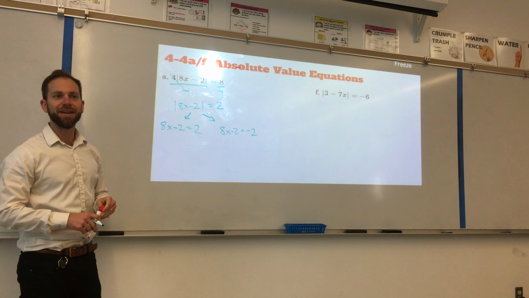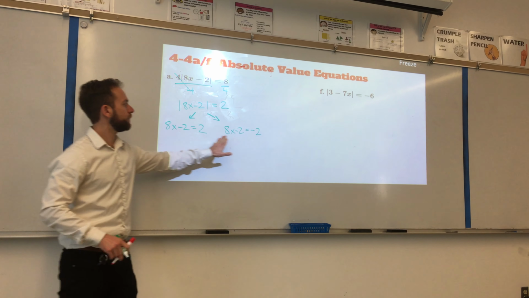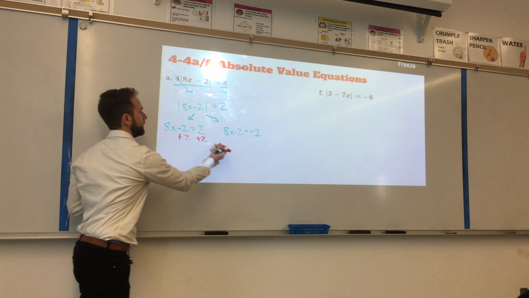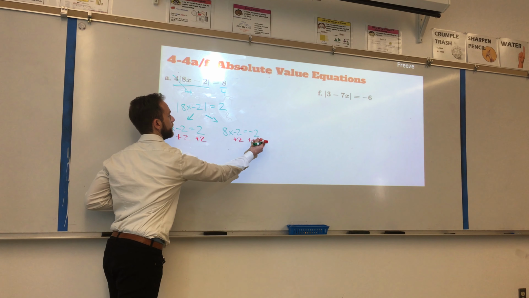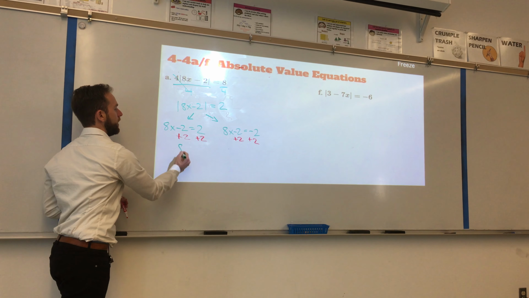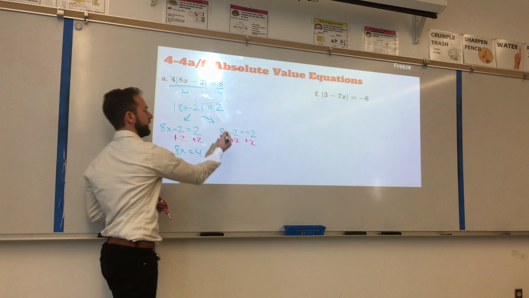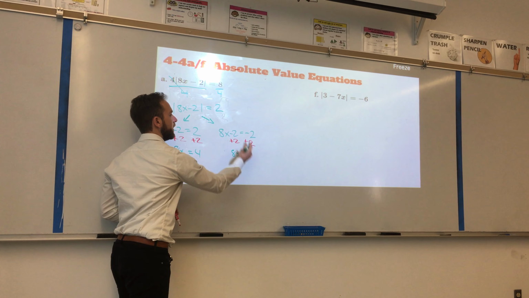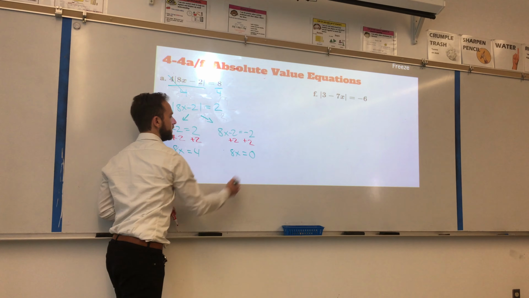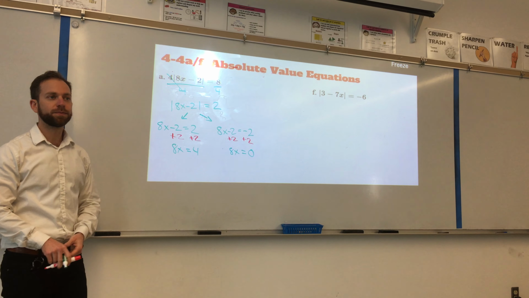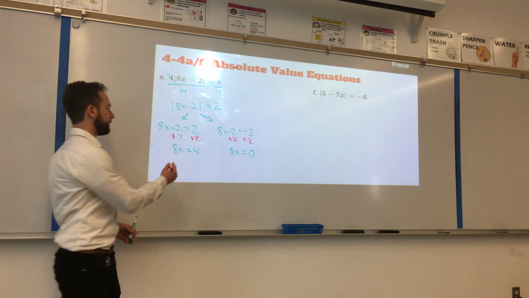How do we get x by itself? Let's start by adding 2 to both sides. And we're left with 8x equals 4. And in this case, 8x equals 0, since a negative and a positive cancel out. Class, what's the last step to get x by itself? Divide by 8.